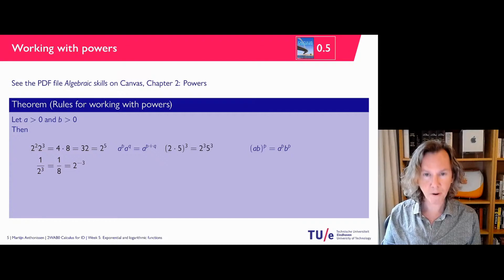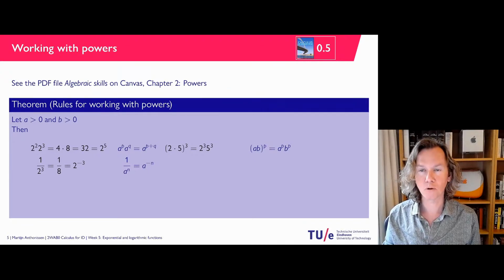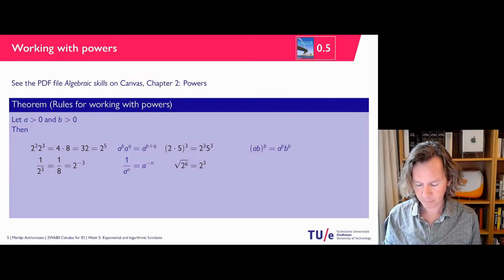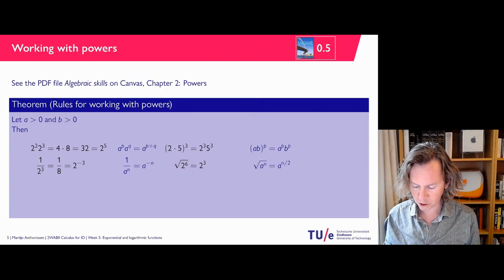1 over 2 to the power 3, that's 1 over 8, and that's the same as 2 to the power minus 3. So the general rule is 1 over a to the power n is a to the power minus n. The square root of 2 to the power 6, that's 2 to the power 3. Or in other words, the square root of 64 equals 8. That's basically what it says. But what it means is that if you take the square root, it's basically to the power 1/2. Okay.